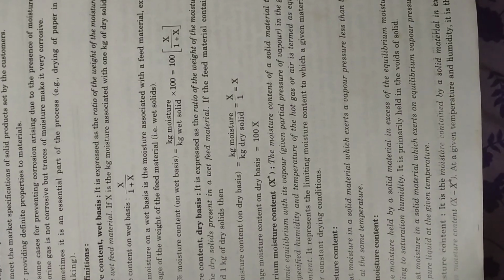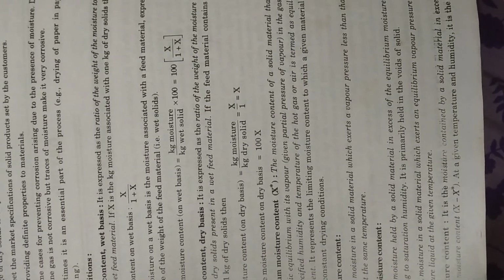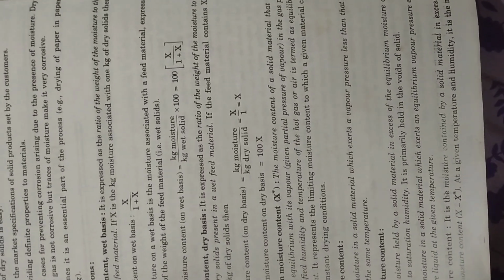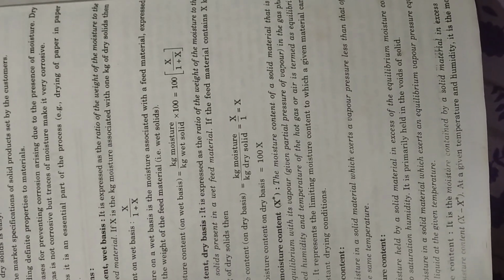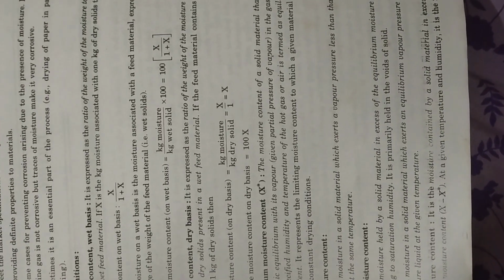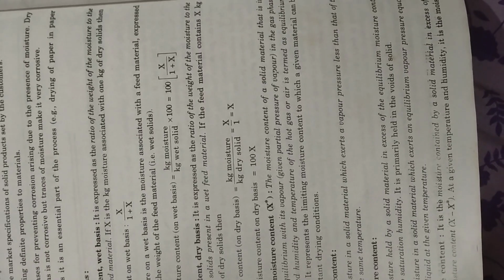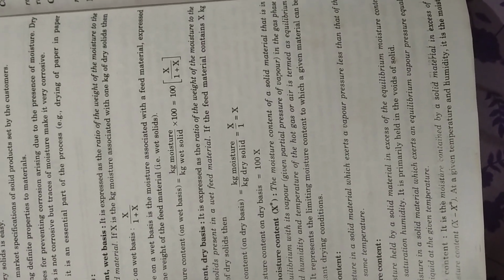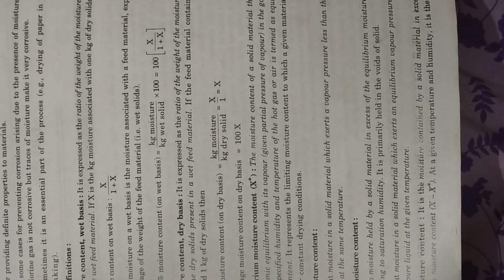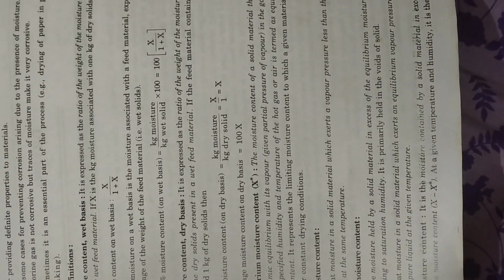Fifth, for providing definite properties to the material. If we have a slurry, then it has water content, so it cannot be used easily. If we transform it into powder form, we can easily use it. And the most important is to prevent corrosion due to moisture. You all know that moisture contained in a material will cause a corrosion problem. So by using the drying operation, we reduce the corrosion problem.